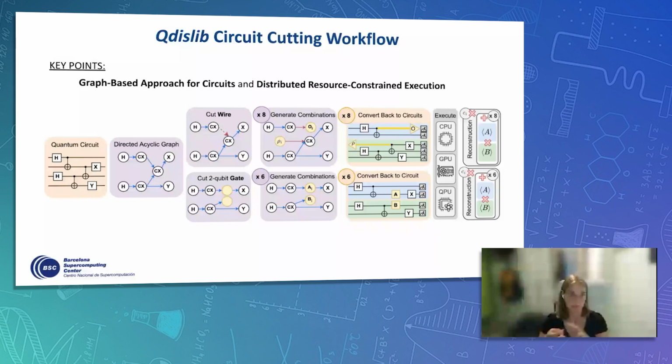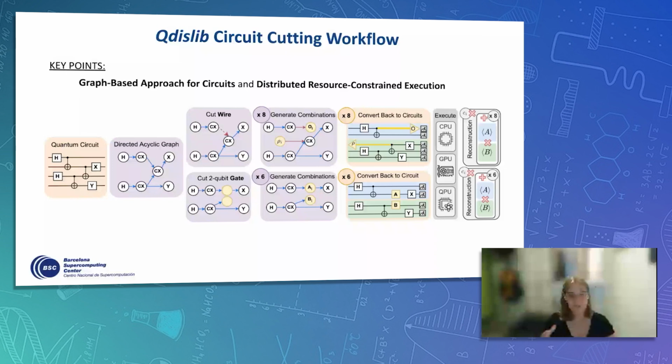And then the second main point is the distributed resource-constrained execution. That means that each of these subcircuits is totally independent and can be run in parallel, and we decide where to send it, either CPU, GPU, or QPU, depending on the workflow, the user, or whatever is defined. After the execution, the values are grouped together and reconstructed using the theoretical formula, and the expected value of the original circuit is obtained.